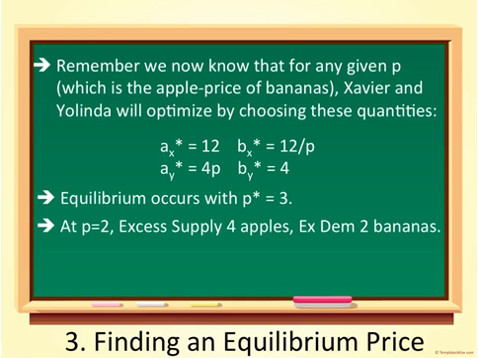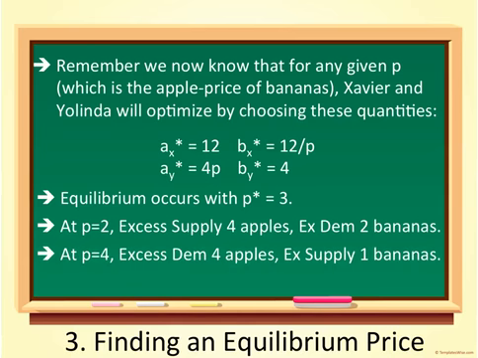On the other hand, in the banana market, Xavier wants to buy 12 divided by 2 is 6. But Yolinda, we know, always wants to just sell 4. So Xavier's trying to buy 2 more bananas than Yolinda wants to sell. So that's why there's an excess demand of 2 bananas. Okay. What now? Suppose the price were too high.